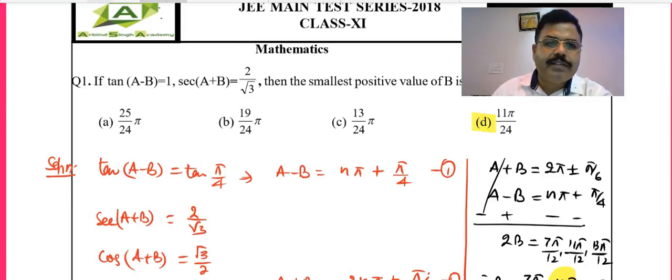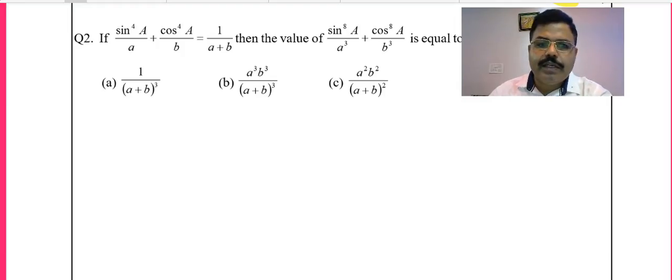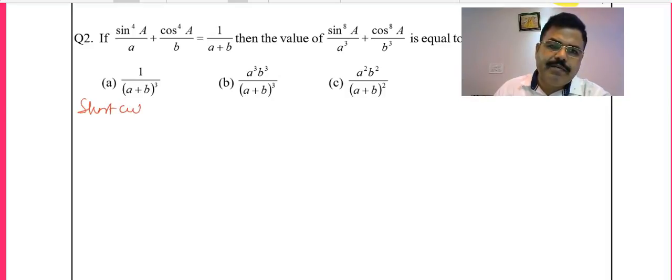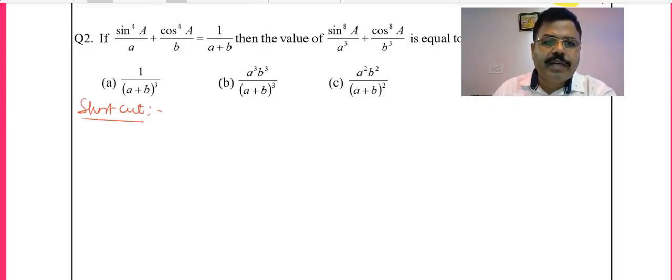Okay, now the next question. This is a very, very important question. Earlier it has been asked in IIT, and now we are going to solve this. Although anybody can learn it by a shortcut idea, because it is a very difficult one to solve as an objective type. If you remember this question, then you can answer it. Otherwise, it will be difficult.